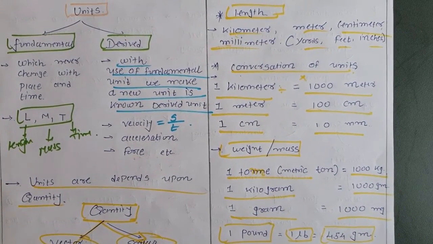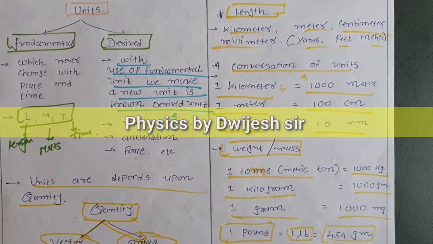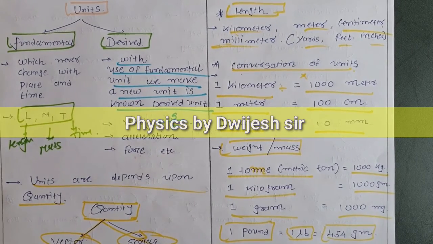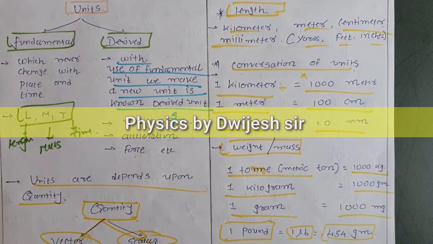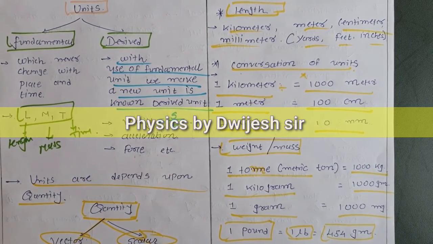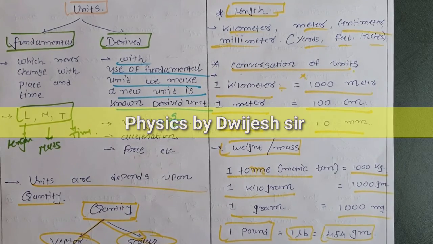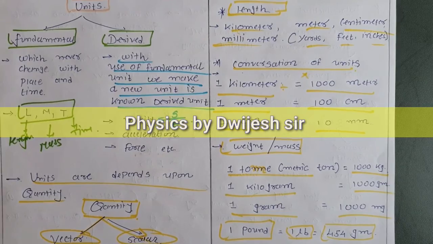So at last, in this session we discussed what measurement is, how the measurement is done, how many types of units there are and how the units are classified, how the physical quantities are classified into 2 categories, and how length and weight or mass are converted within the system of units.